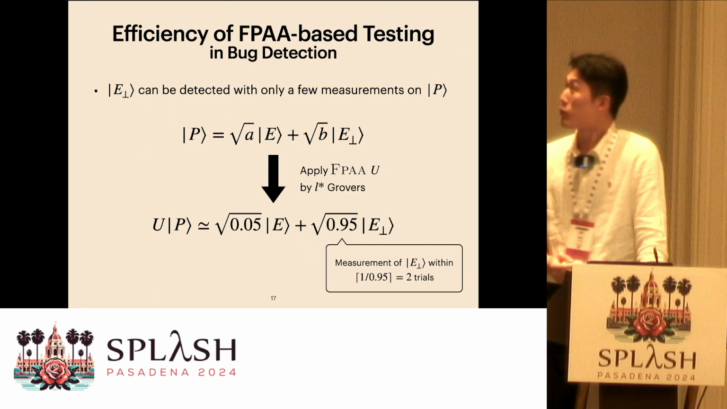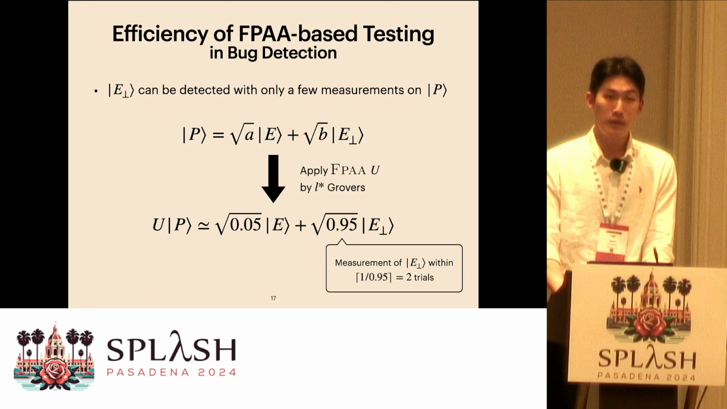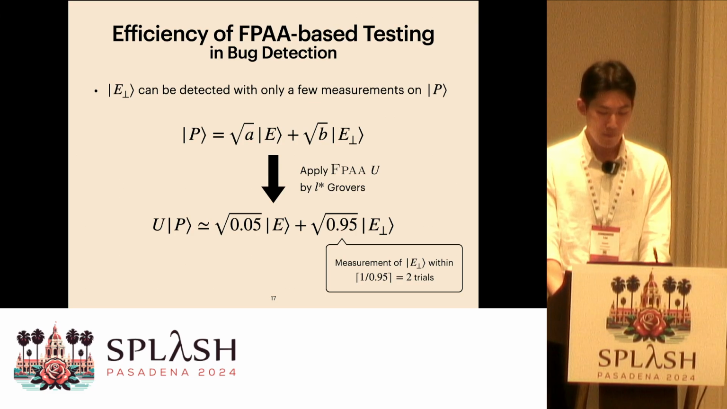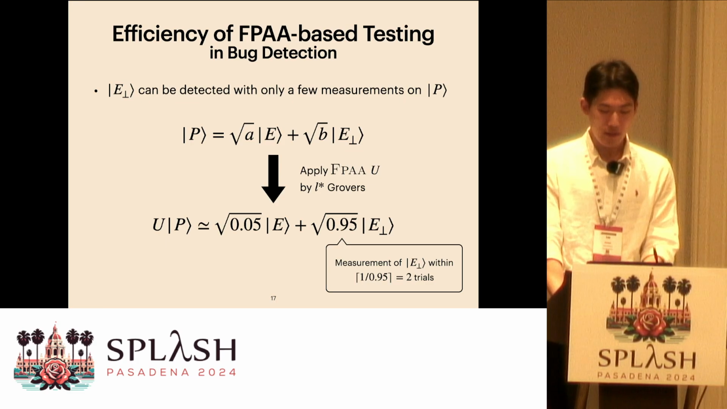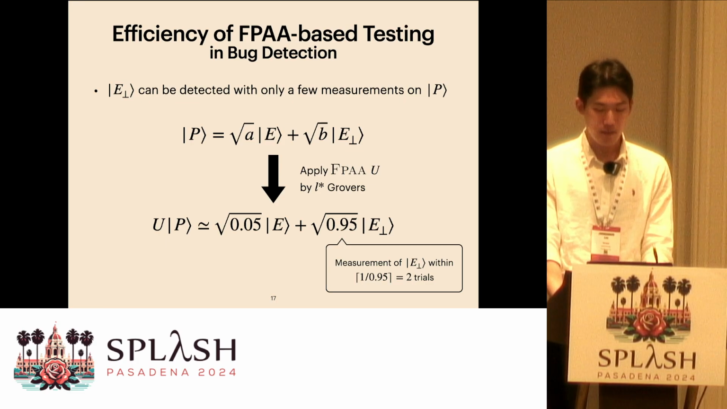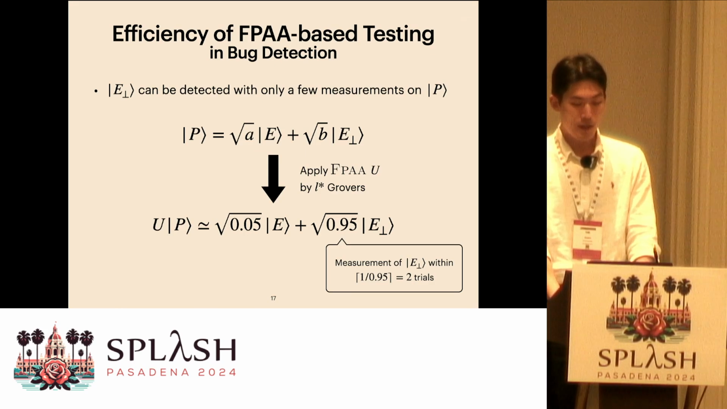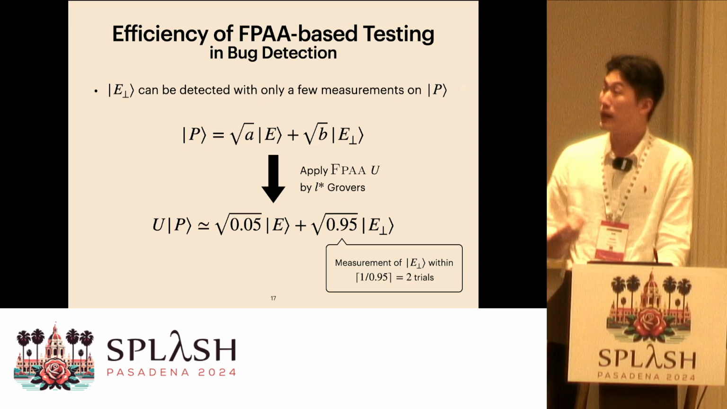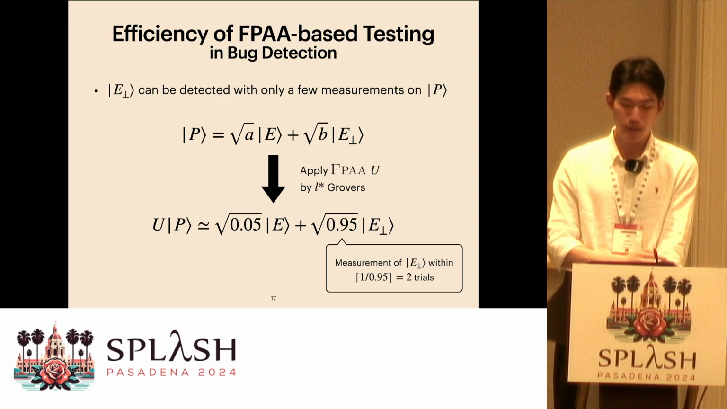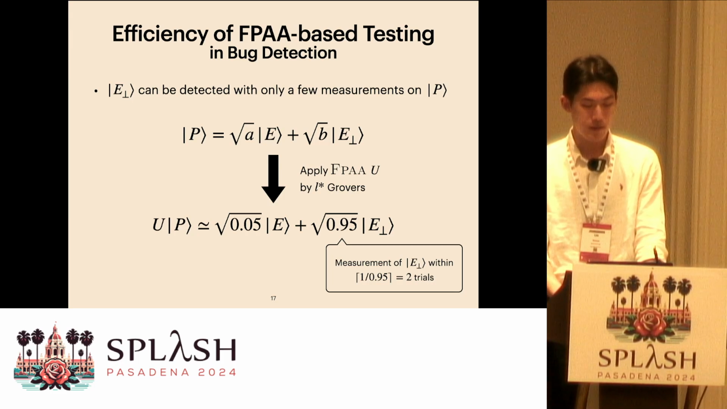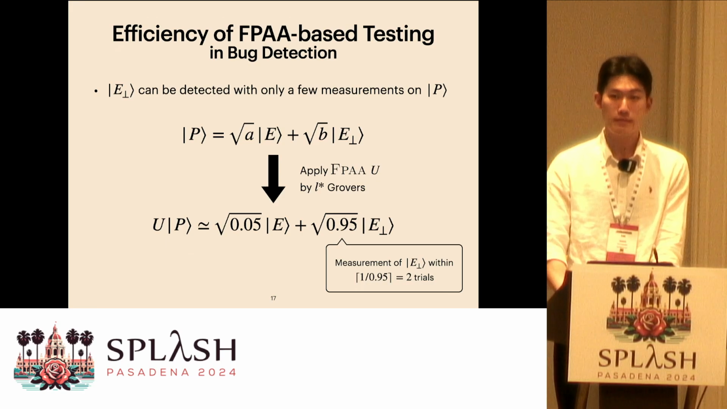In addition, for bug detection, since we amplified the probability of detecting unintended terms, the unexpected state eBootCat can be detected with just a few measurements. For example, if you amplify the probability of measuring eBootCat to 0.95, then only 2 measurements are expected to be sufficient.